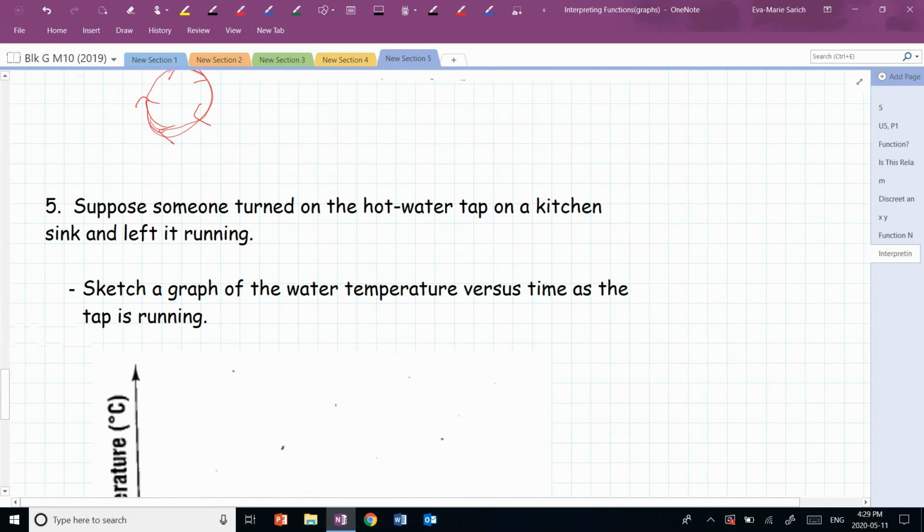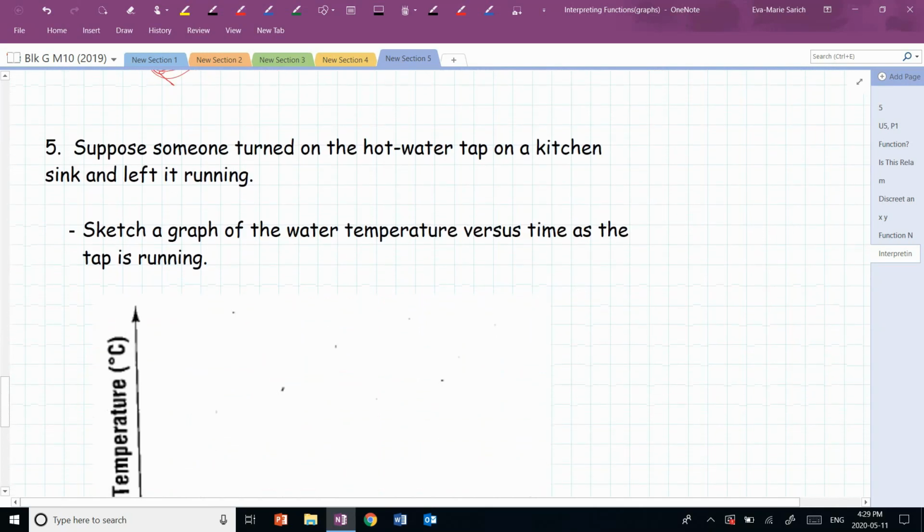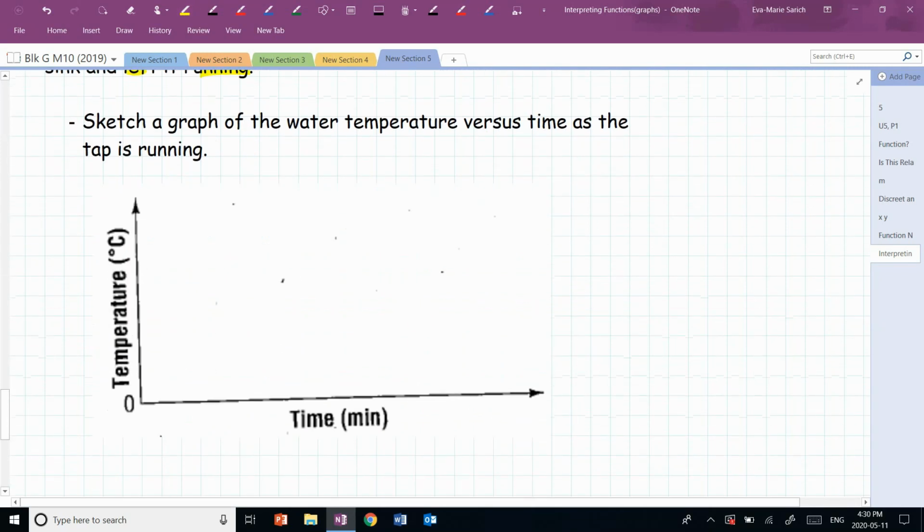Okay, couple more. So this 5th example here is, suppose that someone turned on the hot water tap in your house, okay? A hot water tap in your house in the kitchen. And they left it running, okay? Now, I know that in my house, the temperature doesn't start really hot, it starts probably around room temperature.